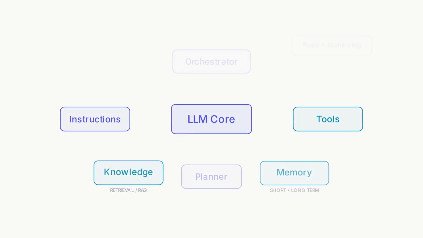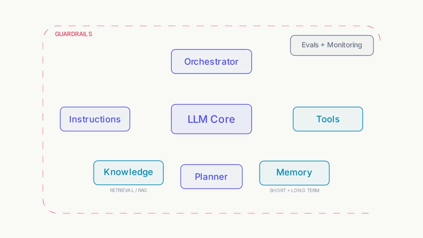This is the complete design of an agentic AI system. Every box on the screen has a job, every arrow means something, and by the end of this video, you will understand all of it.